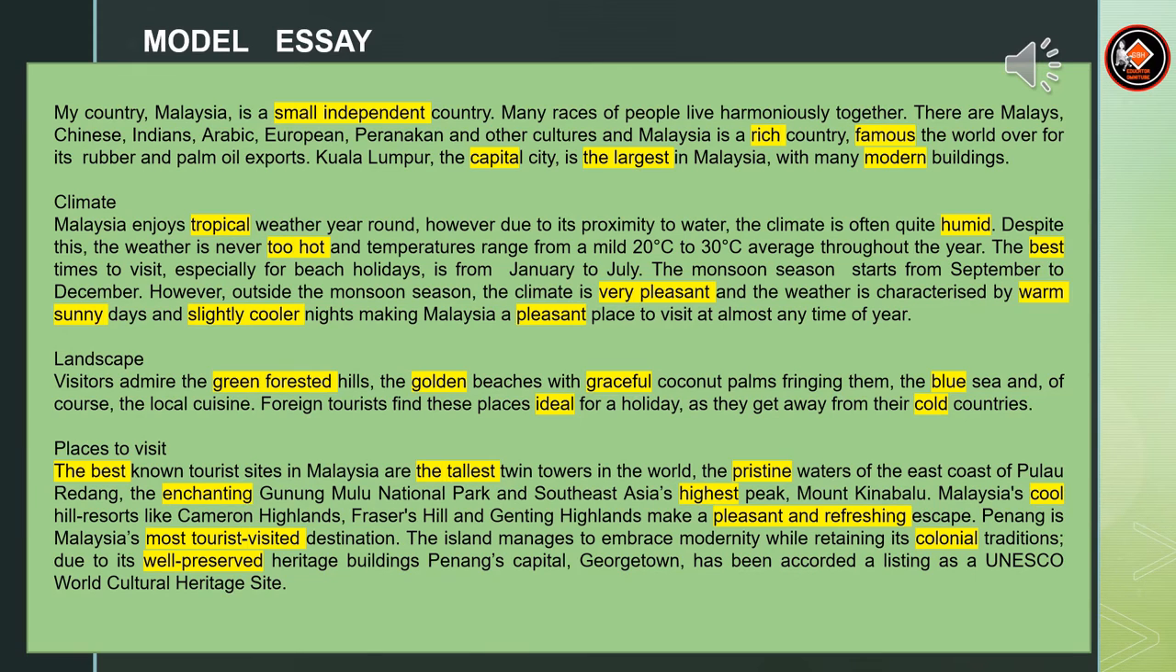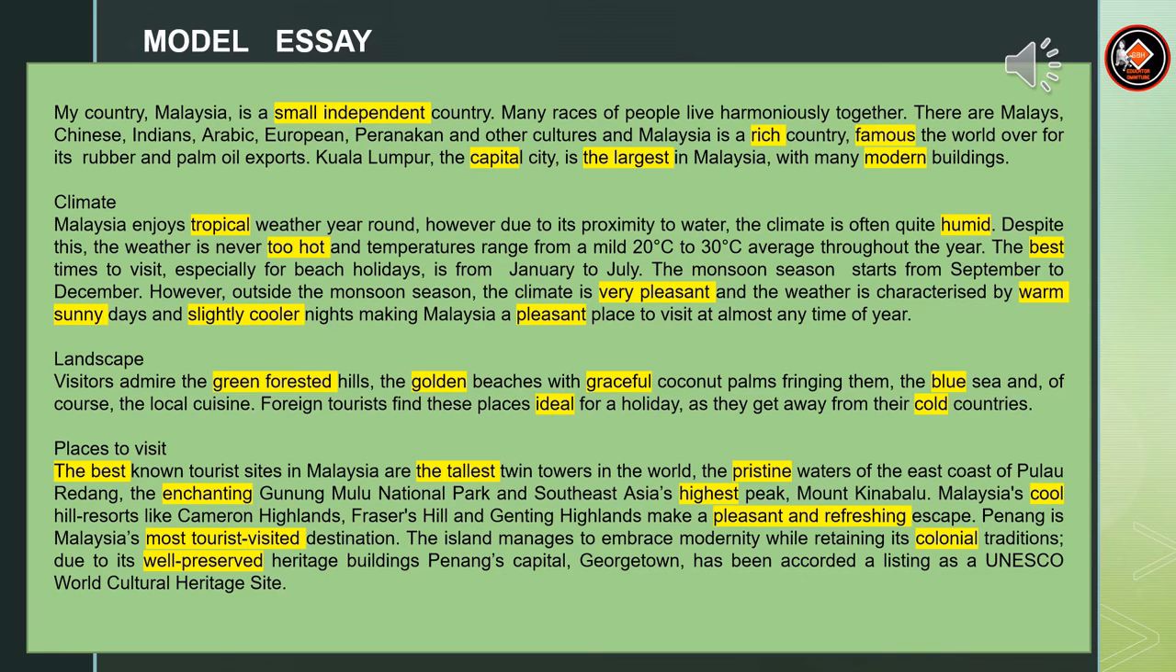Climate. Malaysia enjoys tropical weather year-round. However, due to its proximity to water, the climate is often quite humid. Despite this, the weather is never too hot and temperatures range from a mild 20 degrees Celsius to 30 degrees Celsius average throughout the year.